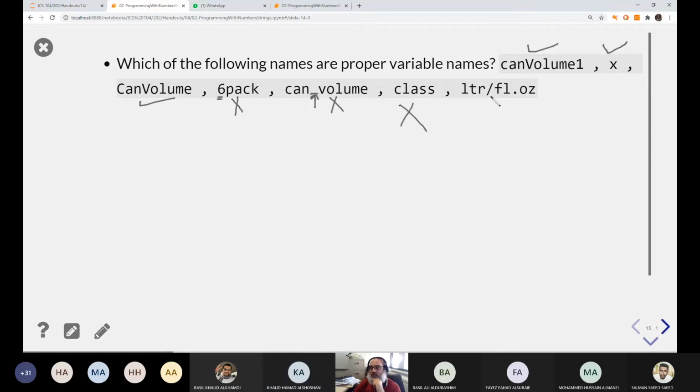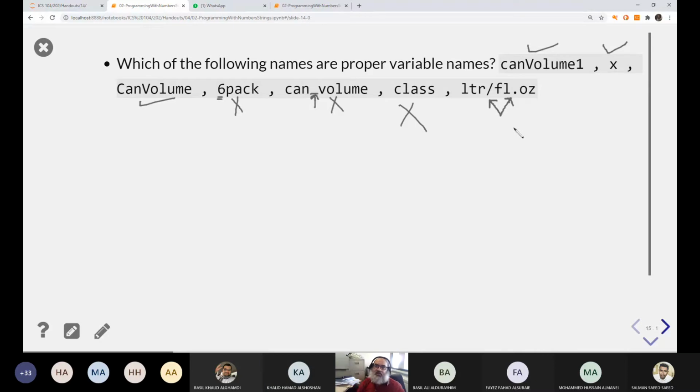Okay, liter/fl.oz. Proper or not proper? It's not proper, because of the slash. What do you think about the dot? The same. So because of these two things, this is not proper.